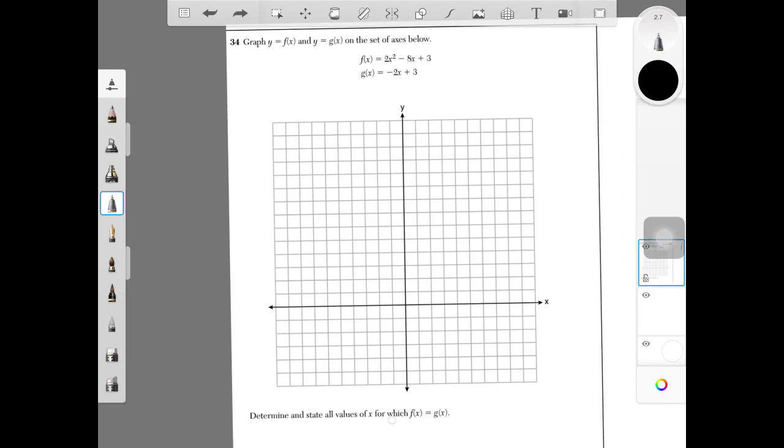In this problem, there are two equations given to us. The quadratic function is represented by f of x, and the linear function is represented by g of x. I know that the first equation is a quadratic because it's in the form y equals ax squared plus bx plus c, and I know that the second equation is linear because it's in the form y equals mx plus b. Now I'm going to make a table for each equation so I have the values for graphing.